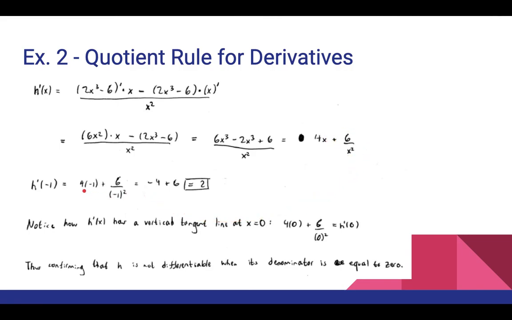So our derivative, if we evaluate it at x equals -1, is evaluated by plugging in x equals -1, which gives us a derivative of 2. Notice how h prime of x has a vertical tangent line at x equals 0. We can see that because we have this x squared in the denominator right here, which is going to blow up when x equals 0. Thus confirming that h is not differentiable when its denominator is equal to 0. And these are the rules for evaluating derivatives of products and quotients.